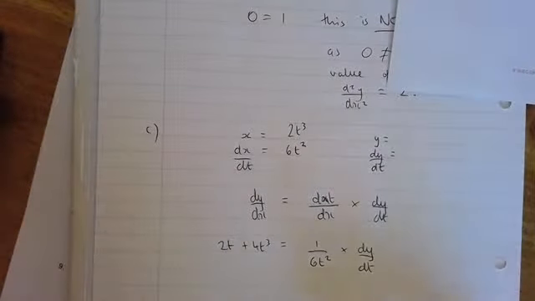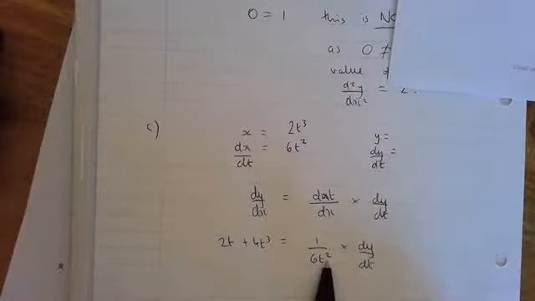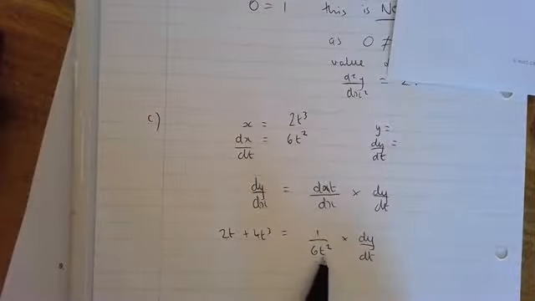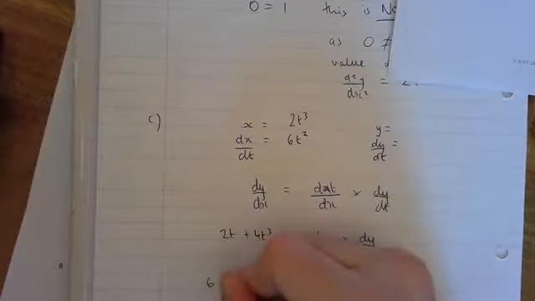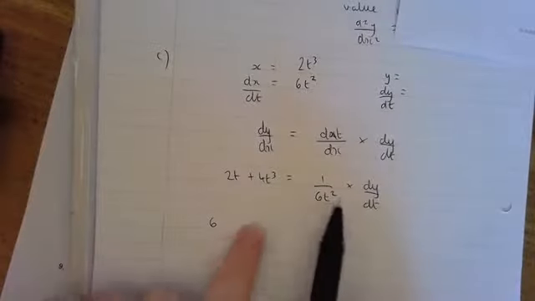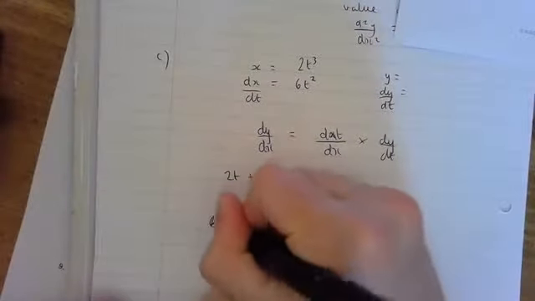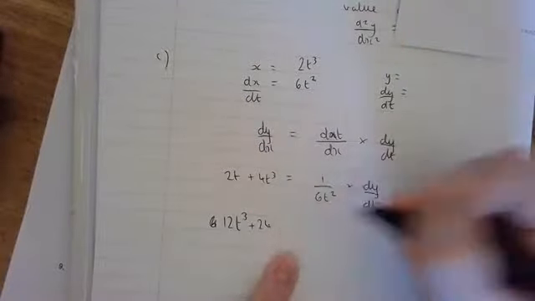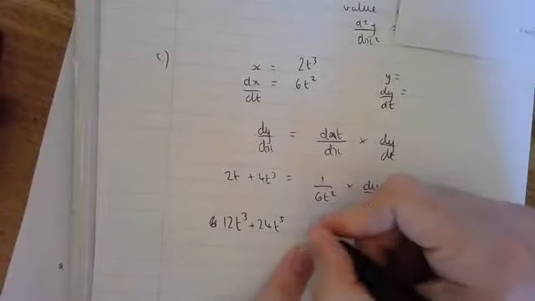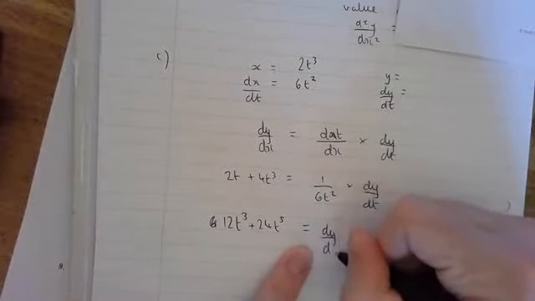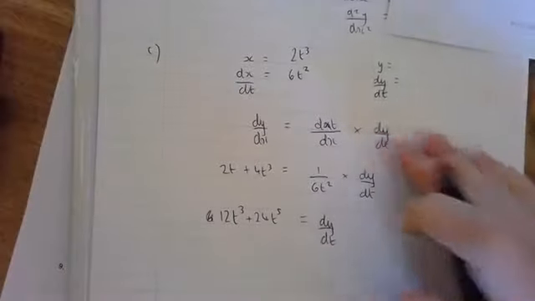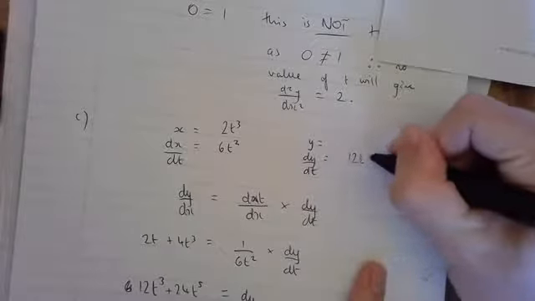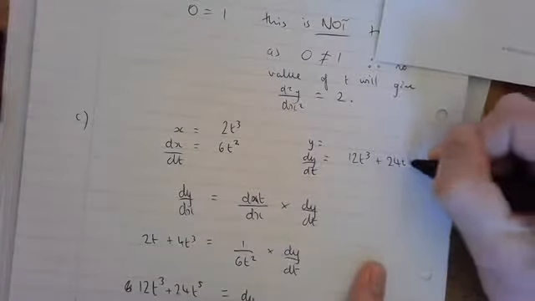Okay, so what I'm going to do now, that's effectively like dividing by 6t squared here. I'm going to take that over and it's going to effectively become just times those things. So, let's solve it straight away. 6t squared times 2t would be 12t cubed, and then plus 24t to the power of 5 would be equal to dy by dt. Now dy by dt, I now know is this thing here, 12t cubed plus 24t to the power of 5.